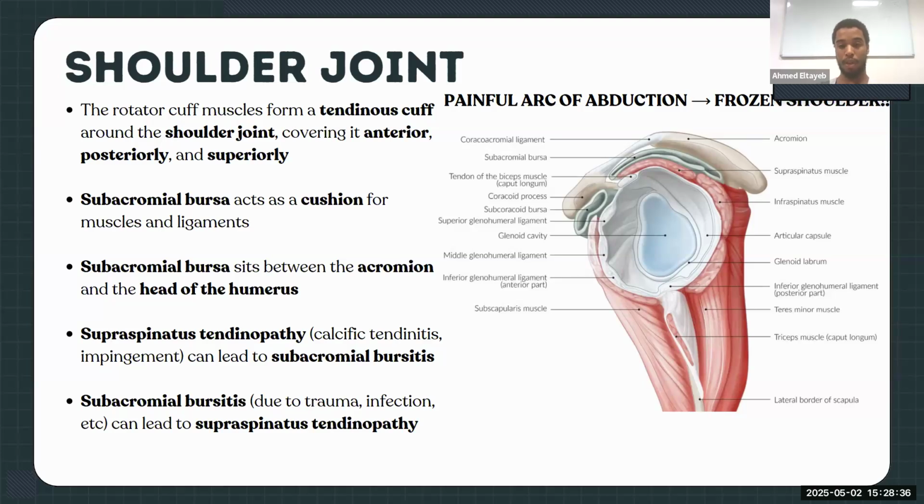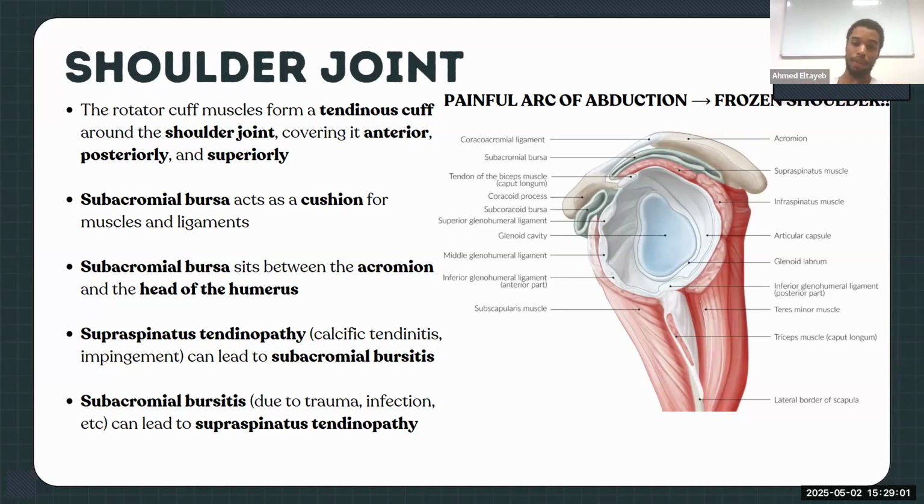So if a patient comes to your clinic and they've had an infection, for example, or trauma to their shoulder, it could be subacromial bursitis, because infections easily travel to bursa. And the bursa is very intimate with the supraspinatus tendon. So when you have inflammation of the subacromial bursa, it leads to inflammation of the tendon of the supraspinatus muscle.